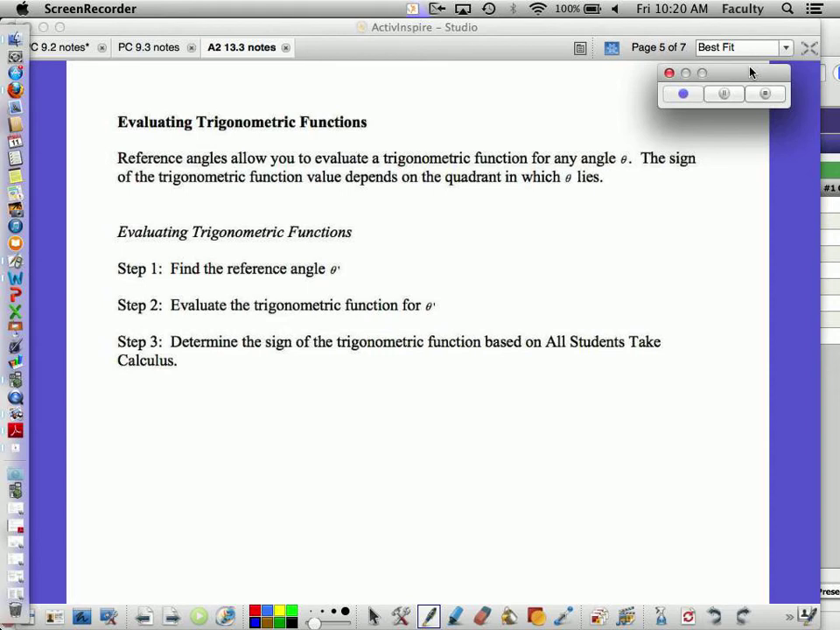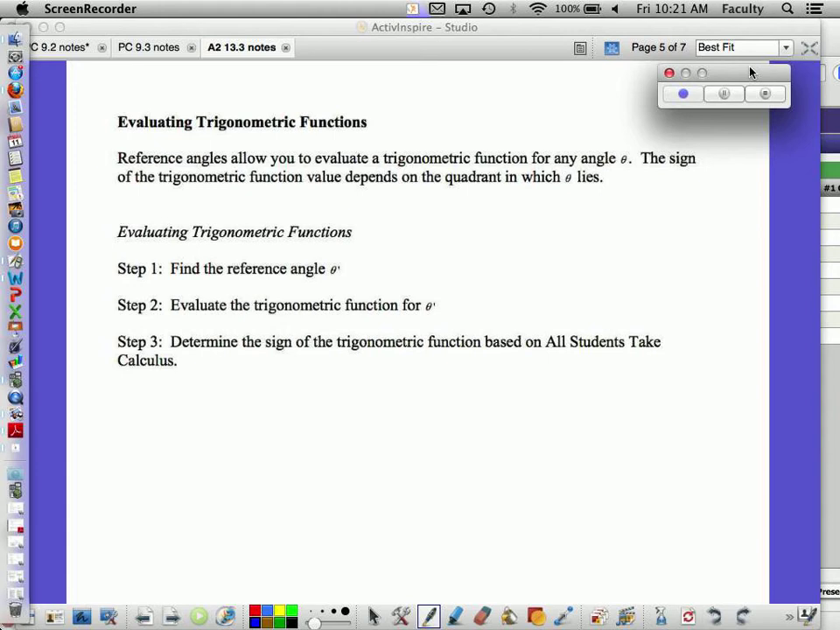14.3 notes. We are ready to evaluate trigonometric functions. It says reference angles allow you to find or evaluate a trigonometric function for any angle theta. The sign of the trigonometric function value depends on what quadrant theta is in.